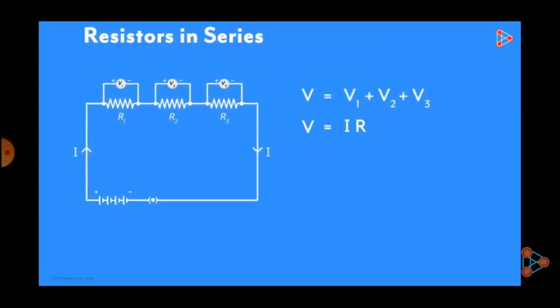And the total voltage V is equal to the sum of voltages across the individual resistances, that is V1 plus V2 plus V3. According to Ohm's law, V is equal to I into R. So we can calculate the resistance R1 across which the voltage is V1 and the amount of current is I. So we can write V1 is equal to I into R1.